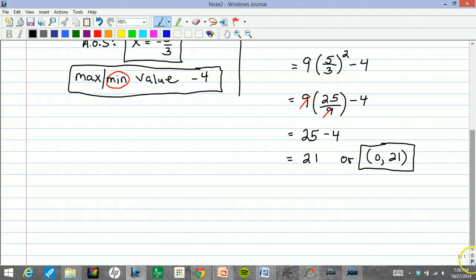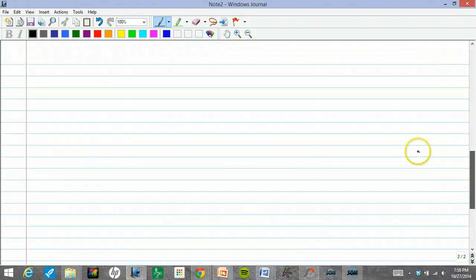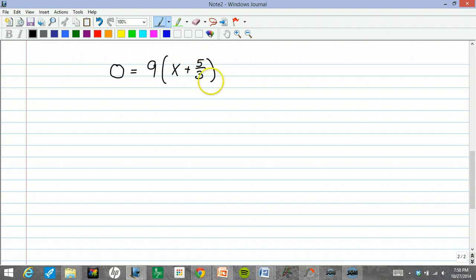So how do we find the zeros? We work backwards here. Use the definition of a zero. 0 is the output: 0 equals 9 times the quantity x plus 5/3 squared minus 4. And now we just work this problem backwards. We have some number, it's being added by 5/3, then squared, then times 9, and finally minus 4. So working backwards, we'll add 4 to both sides.